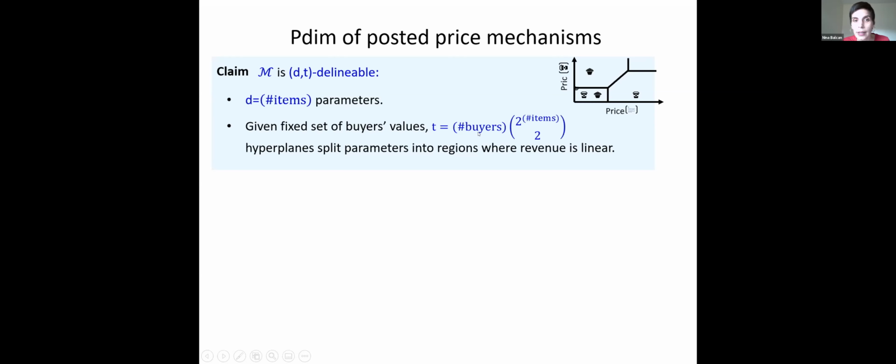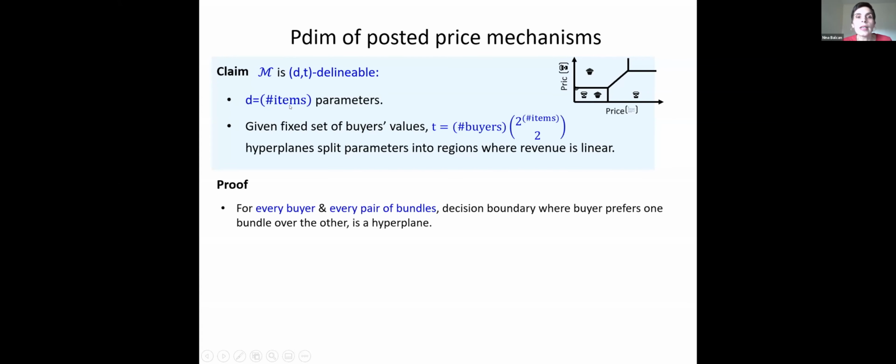Now, d stands for the number of parameters, and for posted prices, we set the price per item, so it's obvious that the number of parameters is the number of items. Now let's see why t is this quantity that I have here. What is t? t is the number of hyperplanes that we need in order to partition the parameter space such that in each set induced by the partition, the revenue function is linear, by definition of (d,t)-delineability. And how do we show that? We first observe that for every buyer and for every pair of bundles, the decision boundary where the buyer prefers one bundle over the other is a hyperplane.